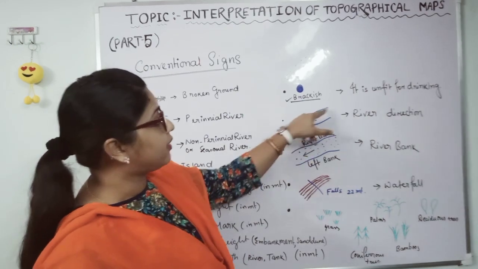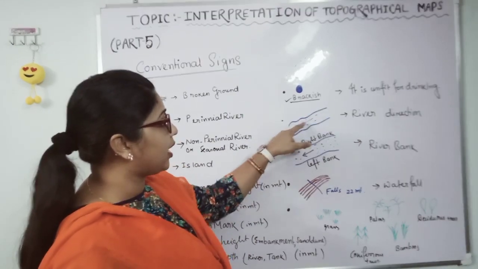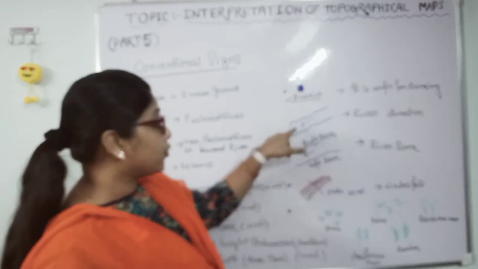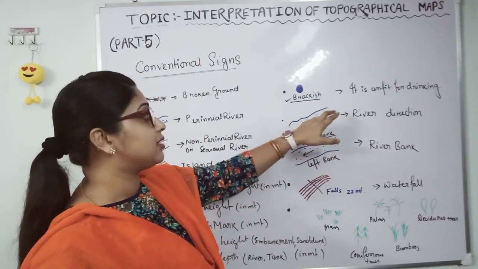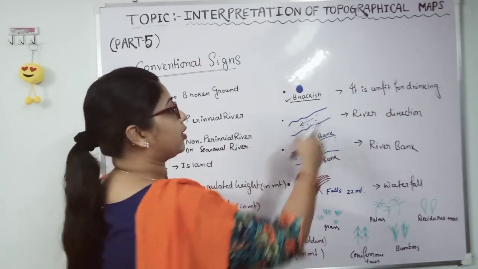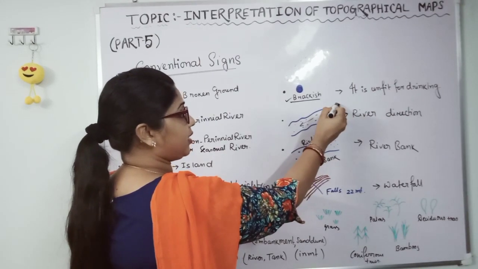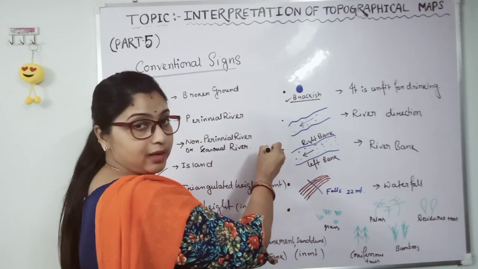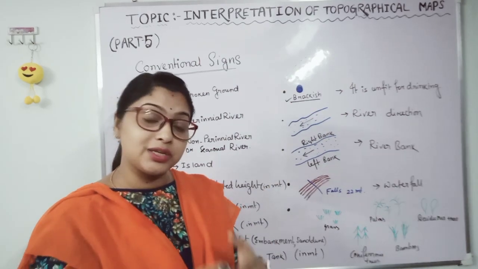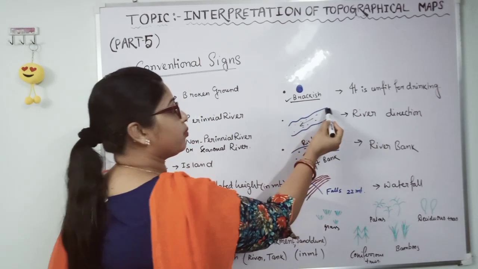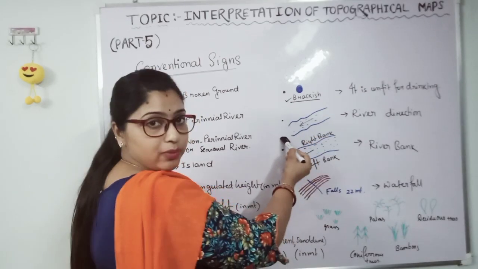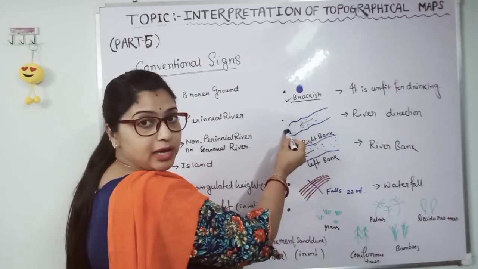Next, here it is a river, and it is showing an arrow. So what is this arrow? It means the river is flowing from that high area to that lower area, because we all know that a river always flows from higher areas to lower areas. So its movement will be from this side to this side, because the arrowhead is this side.